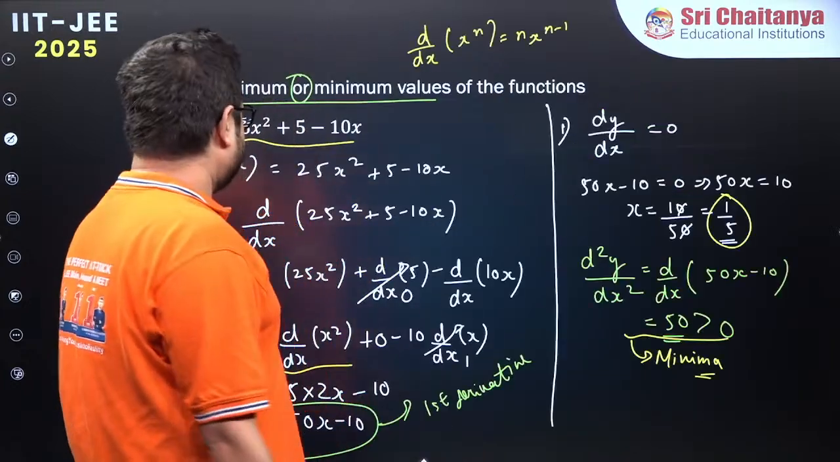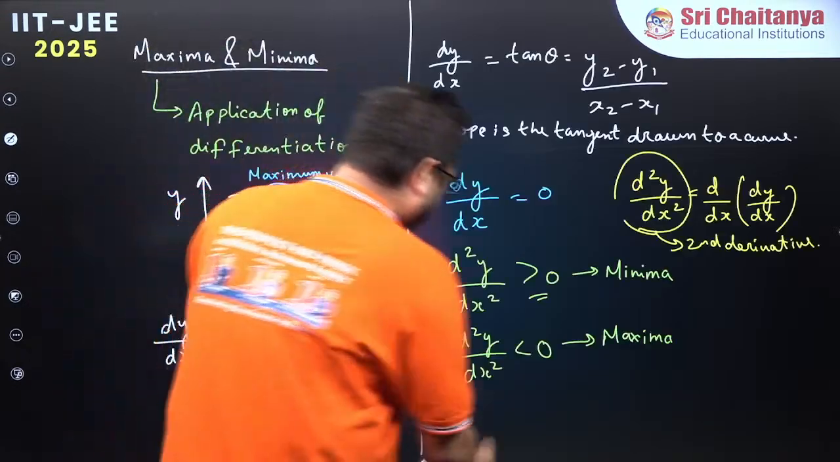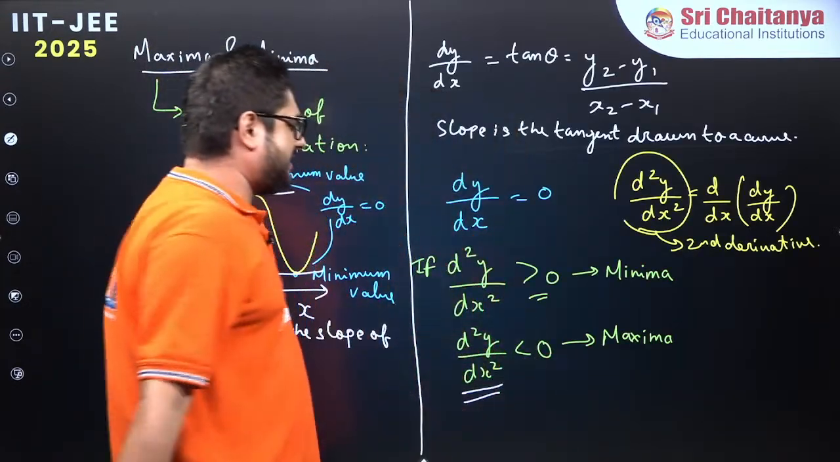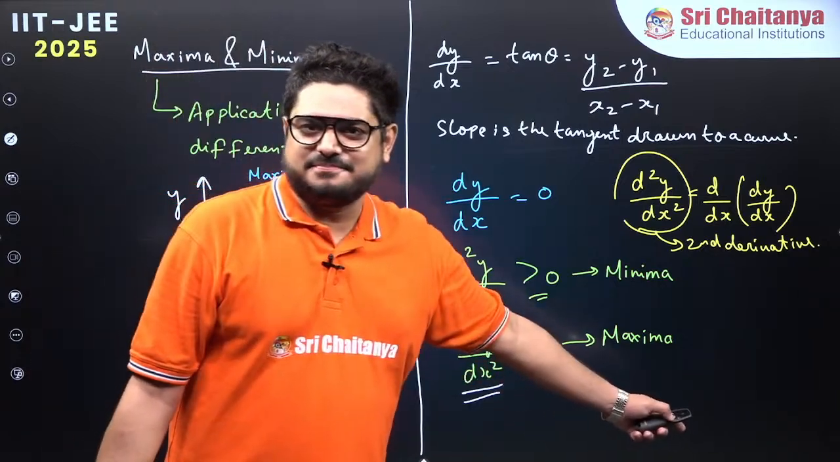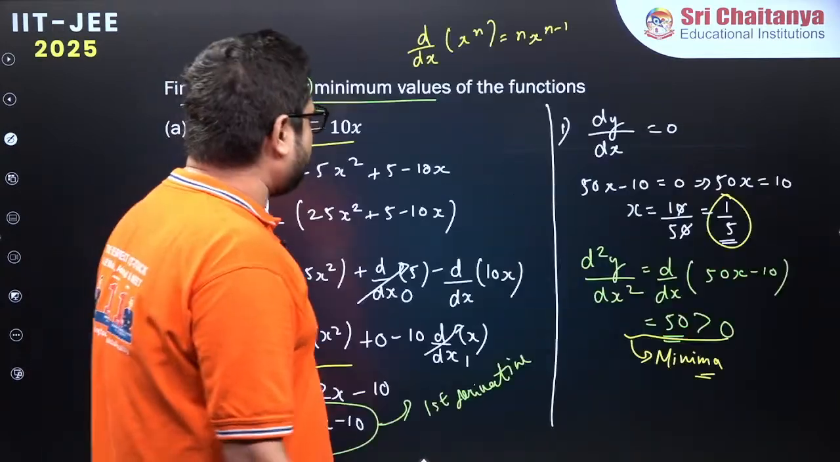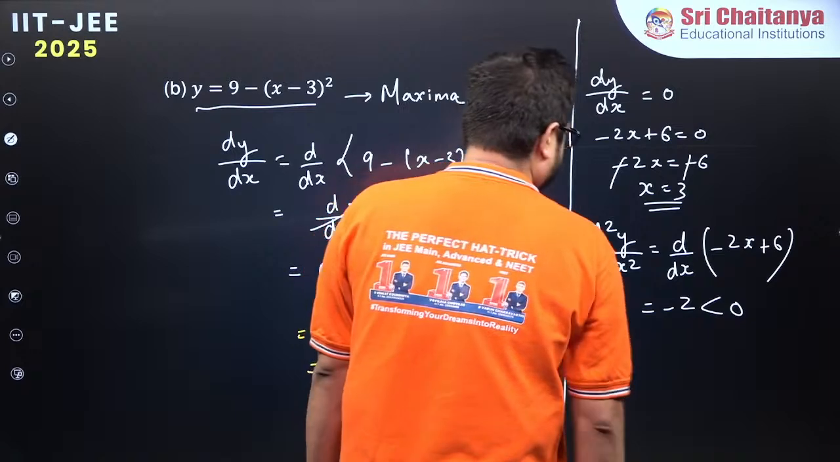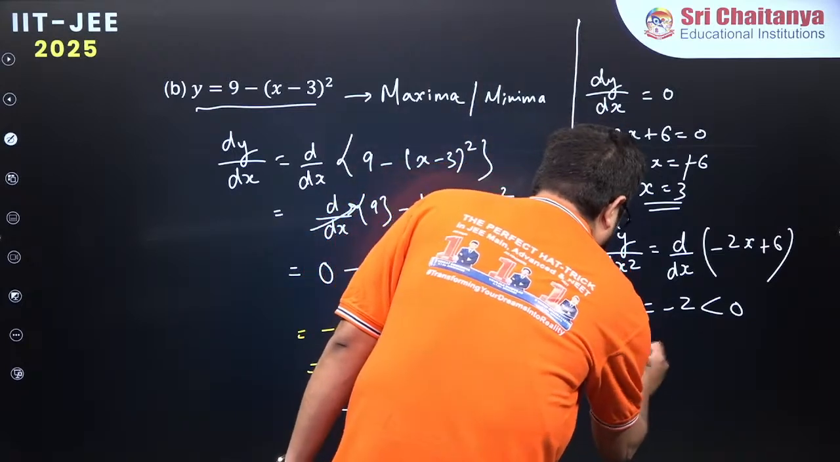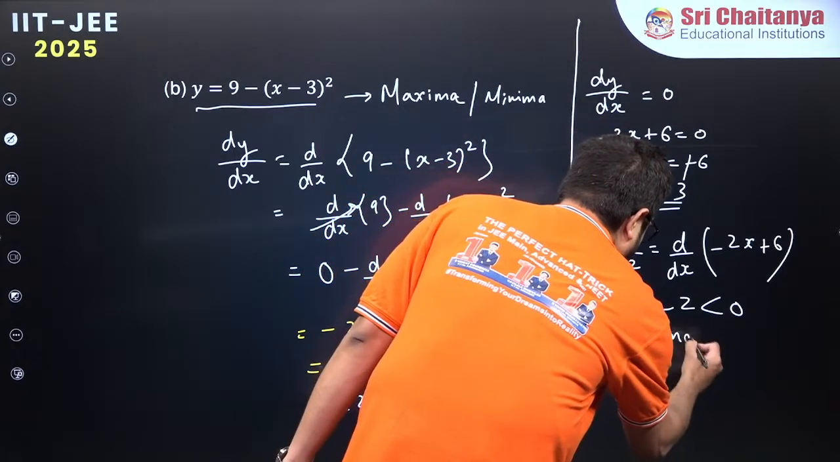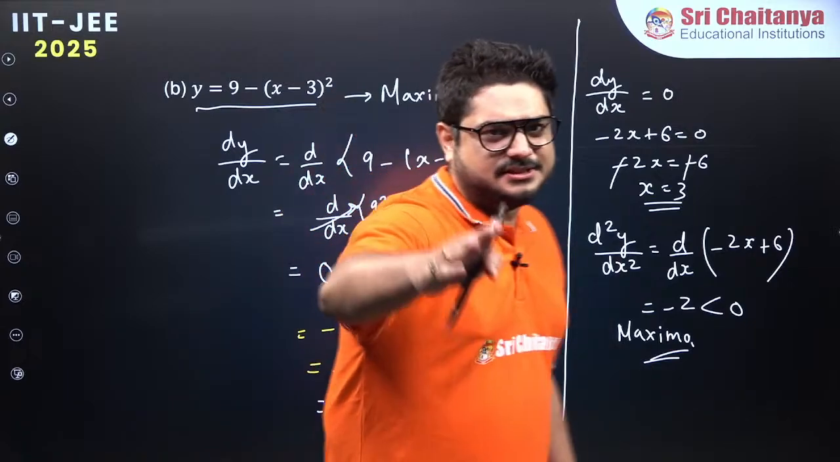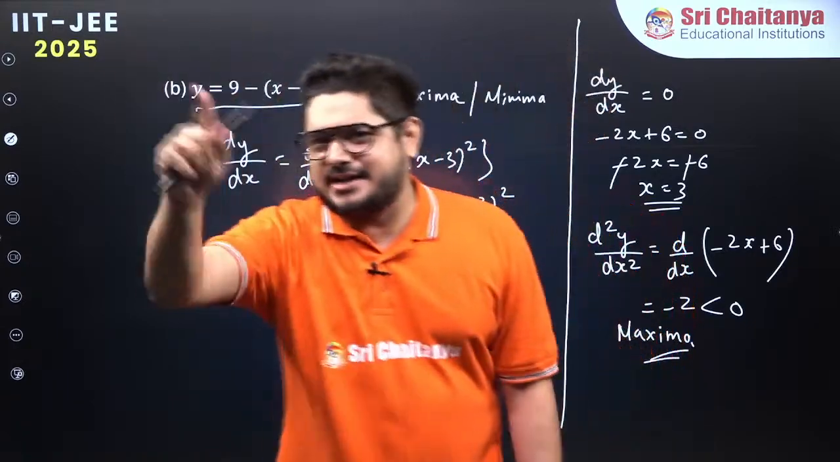Let's go back. I already mentioned that if d2y by dx2 is less than 0, I will be getting a maxima, isn't it? So that's what is required to be done over here. Since it is less than 0, I can profoundly say that it's having a maxima. Now the nature of this function is known. Now what needs to be done?